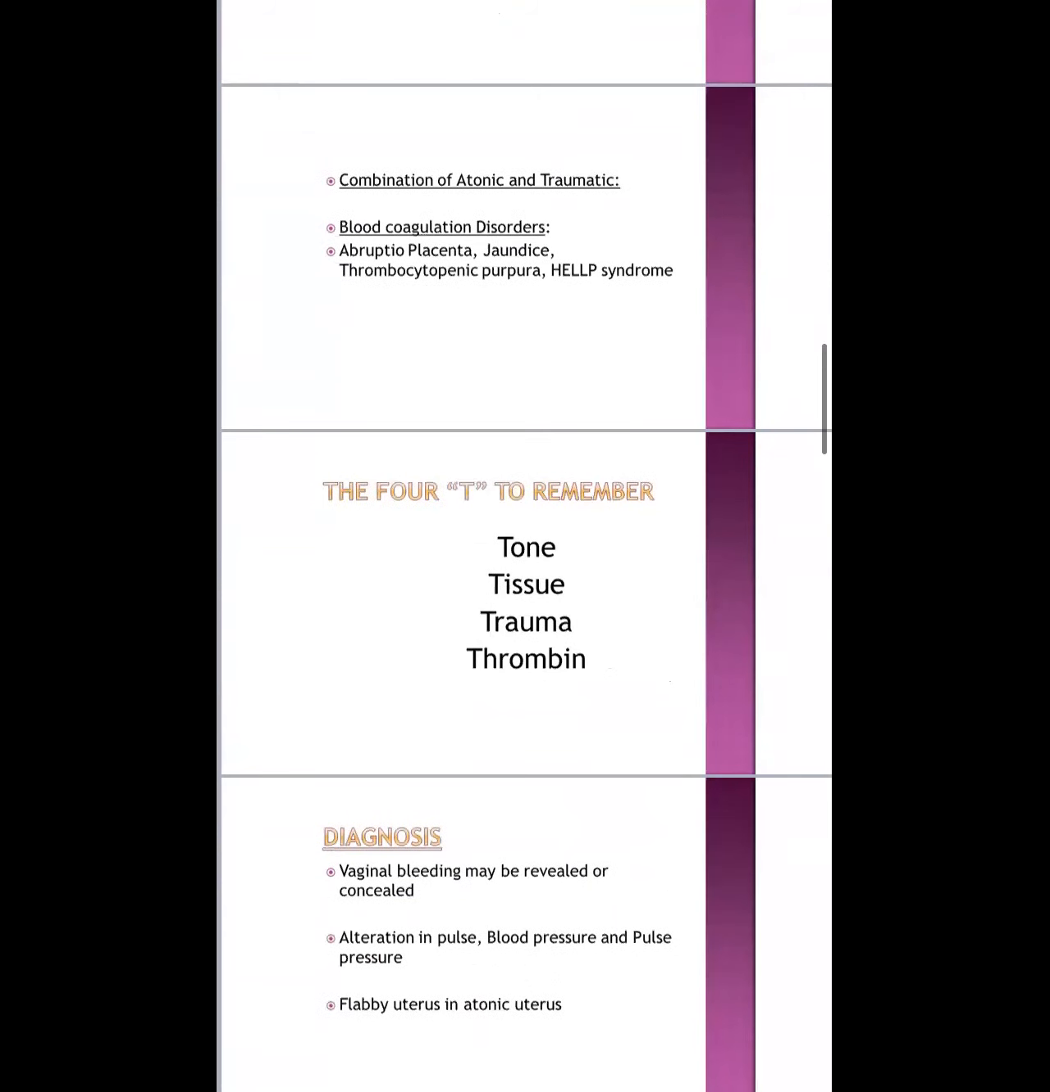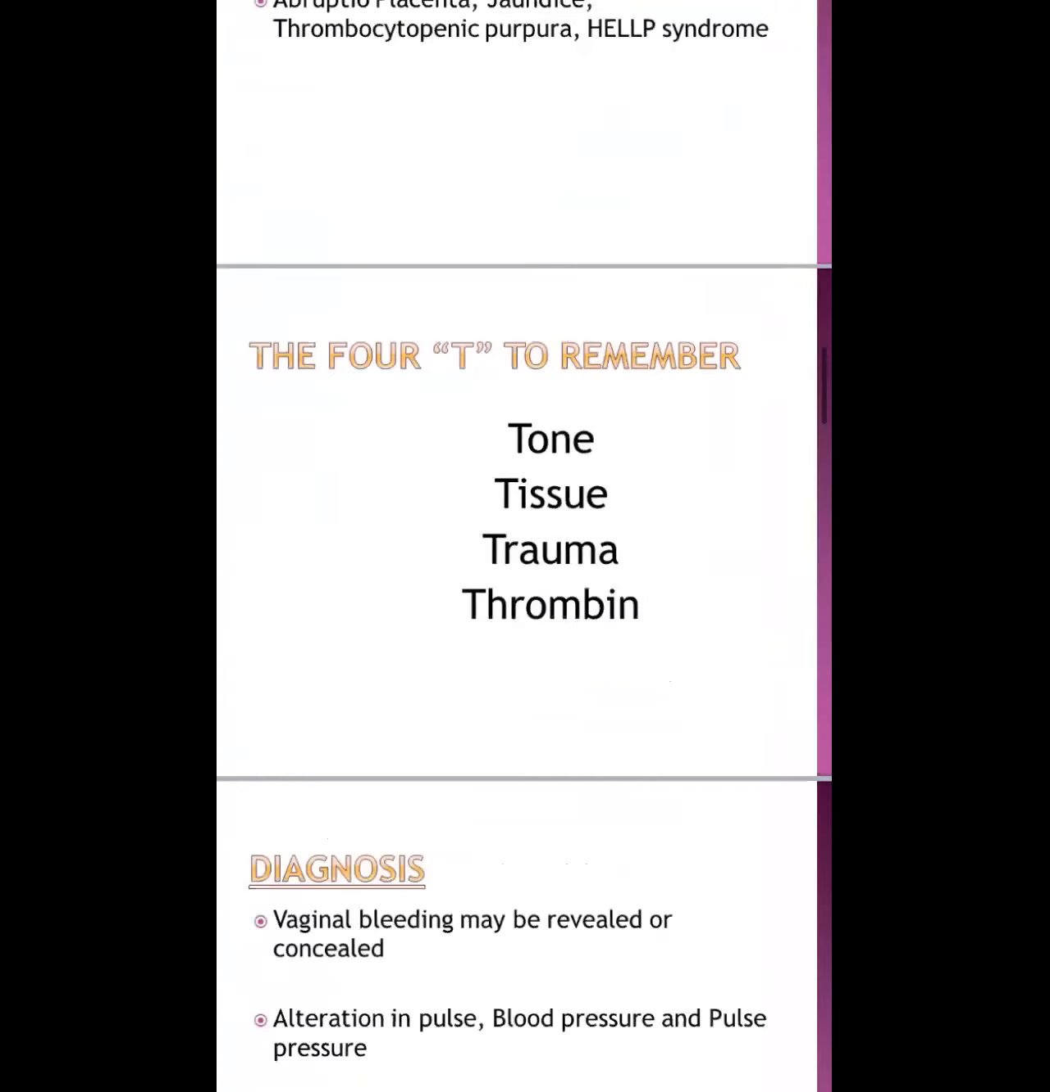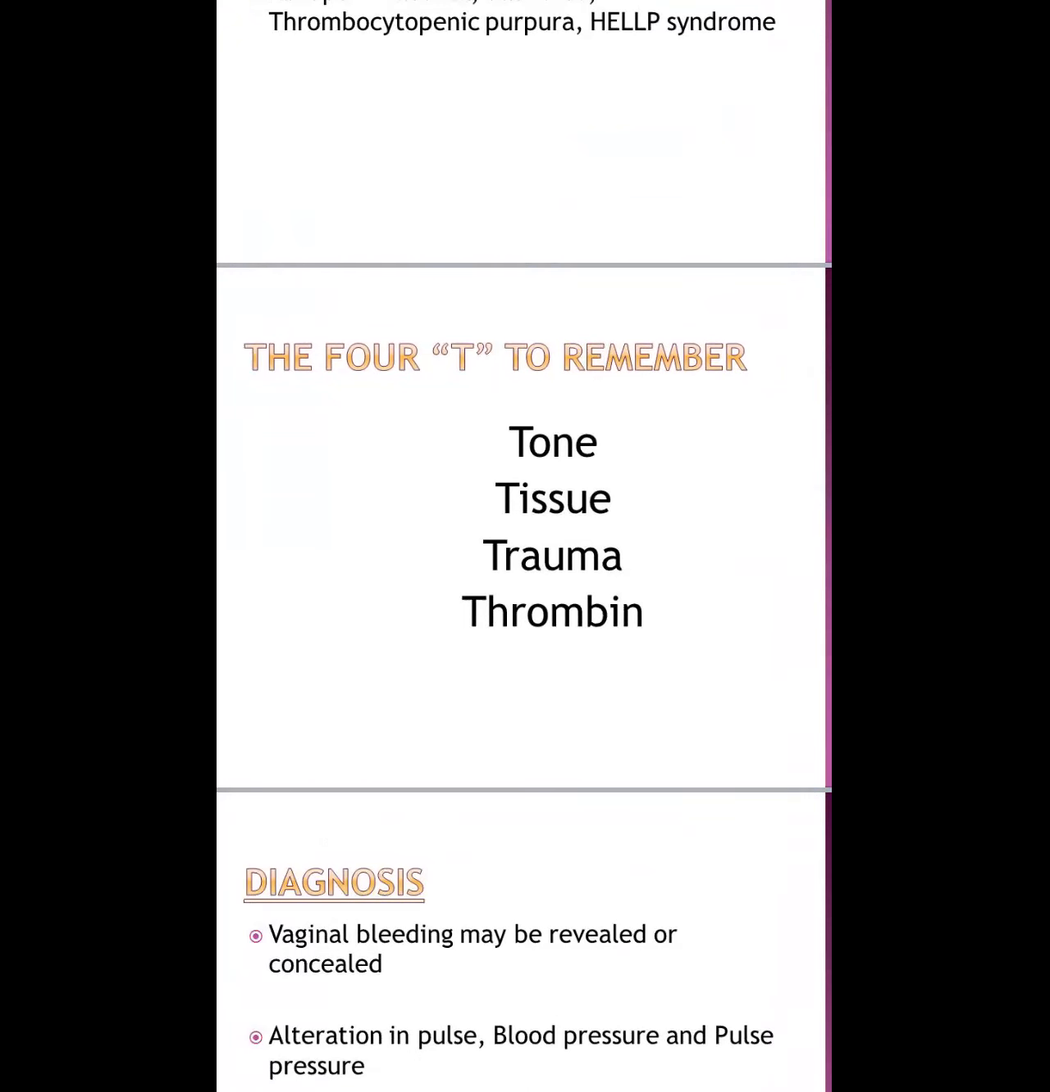The lecture slides summarize the 4 Ts. If you remember these, the PPH causes are explained by the 4 Ts. Number 1 is tone. As we told before, atony contributes to 80% of PPH and is the most common cause. So the first T is for tone. The second is for tissue, for example retained products of conception: any piece of placenta that remains, or membranes that remain. This leads to PPH.